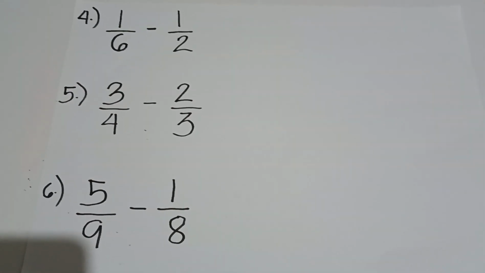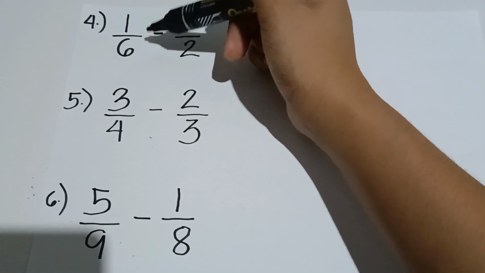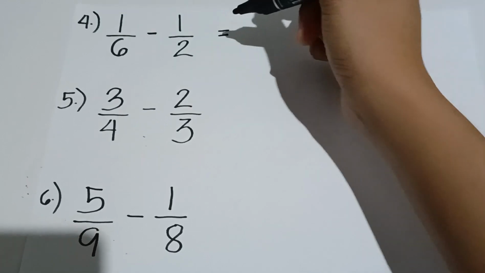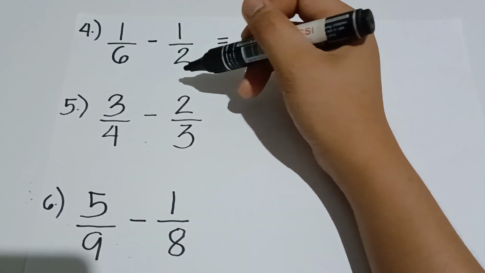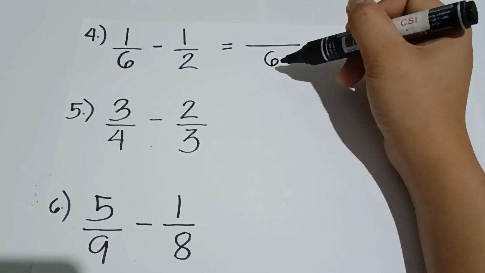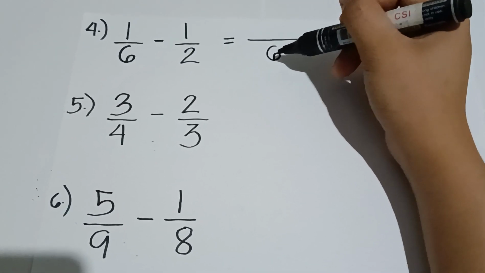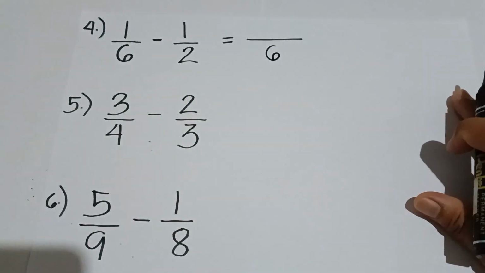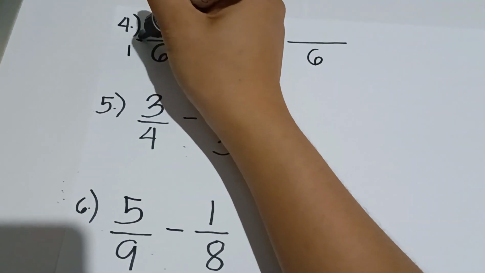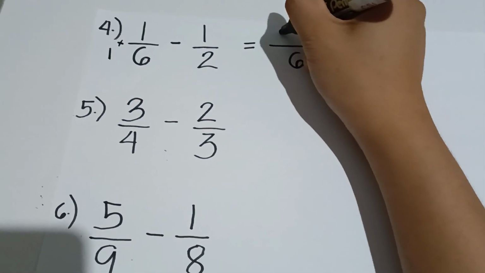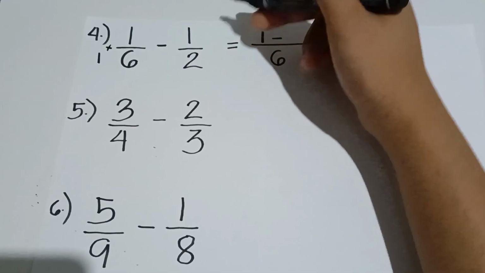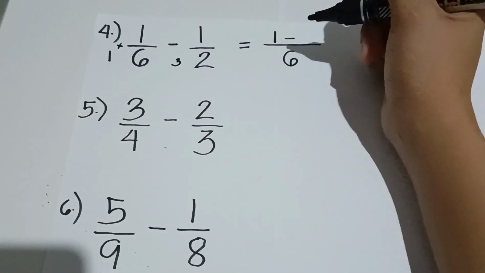Let's have another example in subtracting dissimilar fractions. We have 1/6 minus 1/2. The first step is we need to find the LCD of 6 and 2. The least common denominator is 6, which can be divided by 6 and can also be divided by 2. So, let's start. 6 divided by 6 is 1. Then we multiply to the numerator. 1 times 1 is equal to 1, minus 6 divided by 2, which gives us the answer of 3.